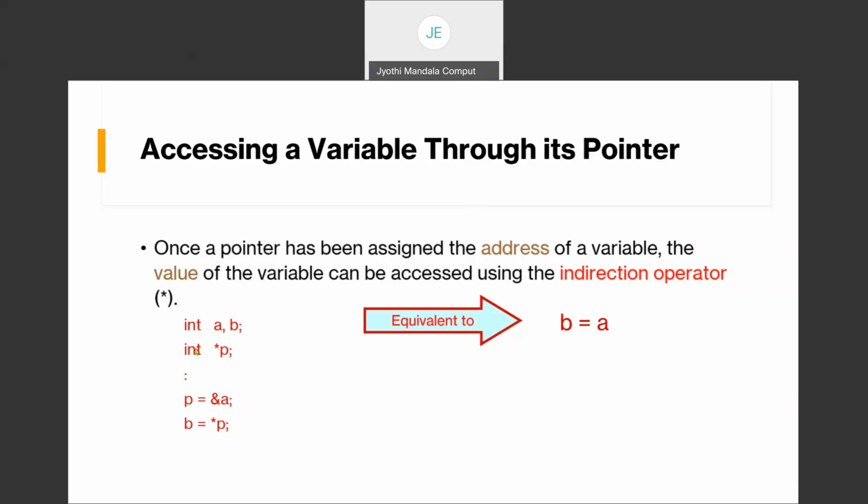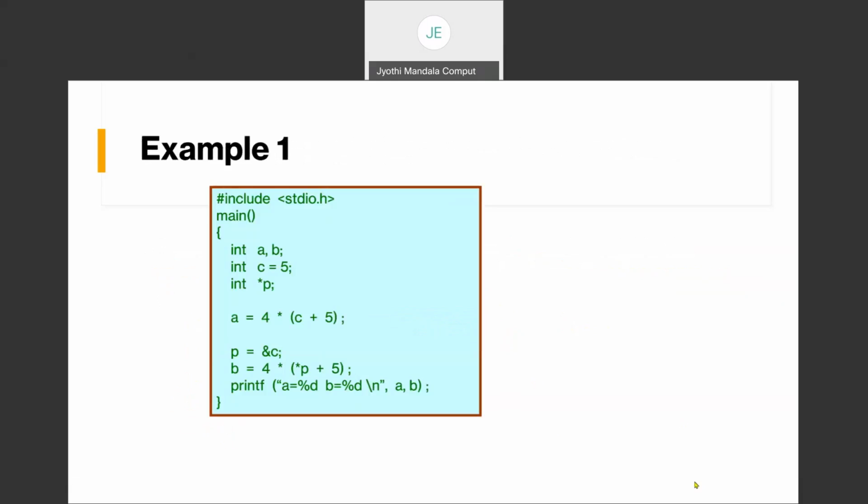Understood? If you are writing like this, that means you are storing the address of A into P. Once this statement is done, only then can you write star P. In that case, you get the value stored at that location. So this is equivalent to B equals A. Let me show you one simple example. Follow carefully, all of you.